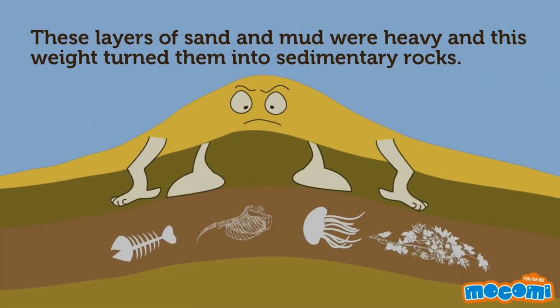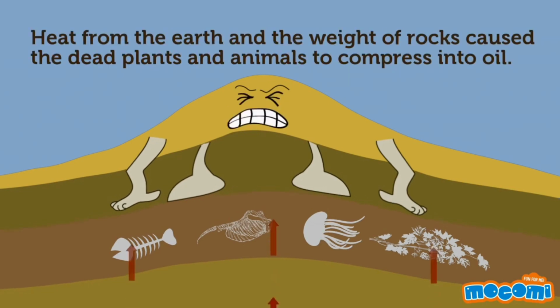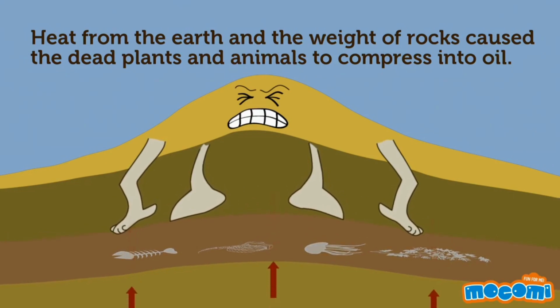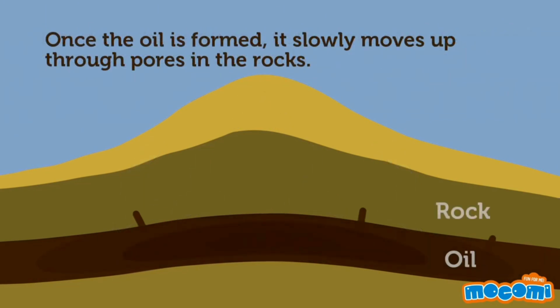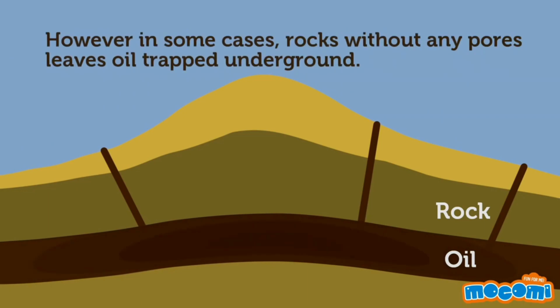These layers of sand and mud were heavy, and this weight turned them into sedimentary rocks. Heat from the earth and the weight of the rocks caused the dead plants and animals to compress into oil. Once the oil is formed, it slowly moves up through pores in the rocks. However, in some cases, rocks without any pores leave oil trapped underground.